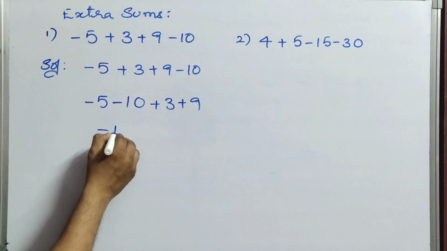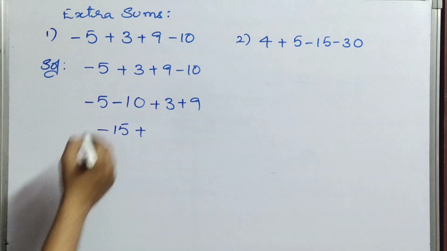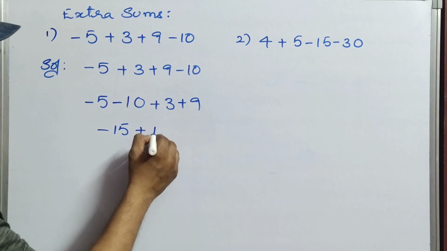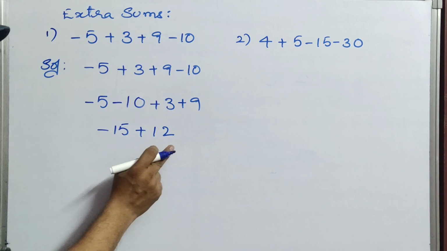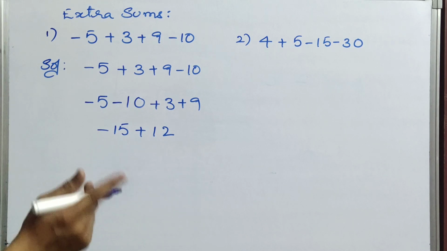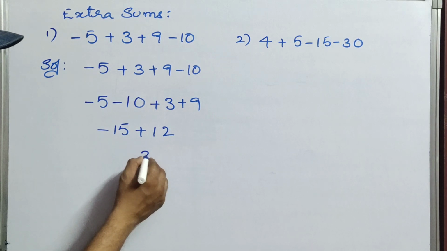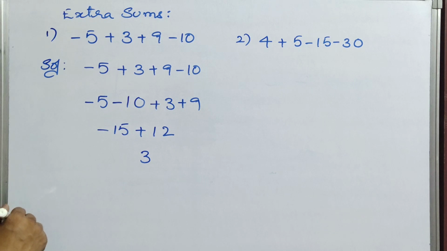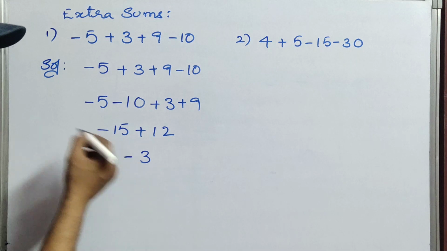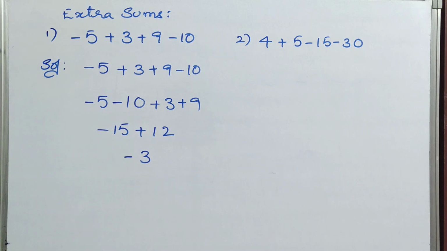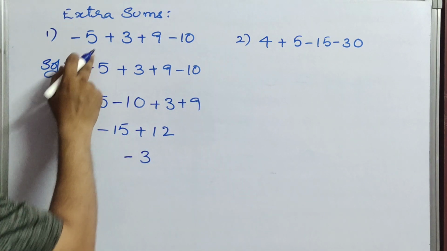So -5 minus 10, how much? -15. Next, 9 plus 3, 10, 11, 12. Now here, one is what? Negative and the other is positive. So one is positive, one is negative. What did sir tell us to do? Minus. So 15 minus 12, 3. So which symbol do we have to write? 15 contains the minus symbol, so -3 you have to write. Okay? Is it clear? Next. This is the answer for this question.